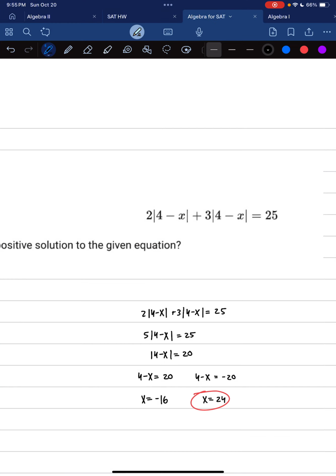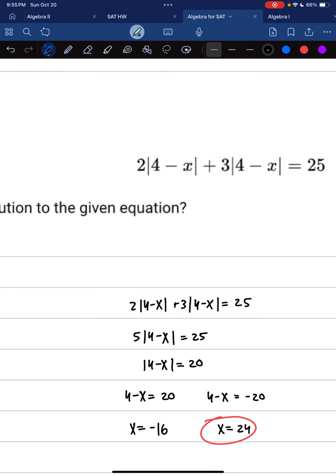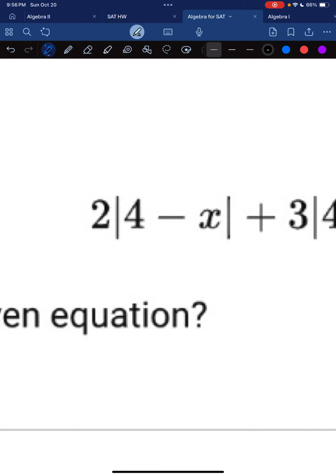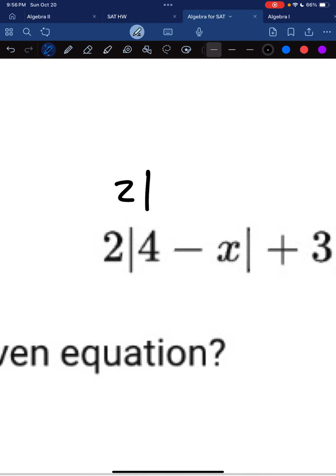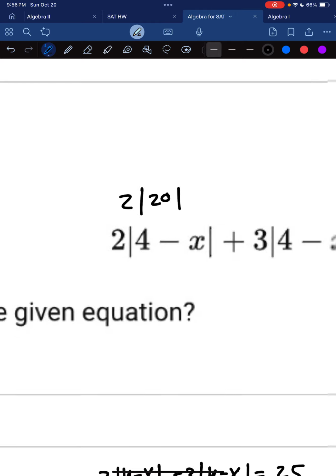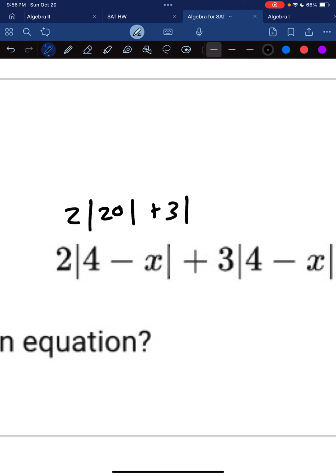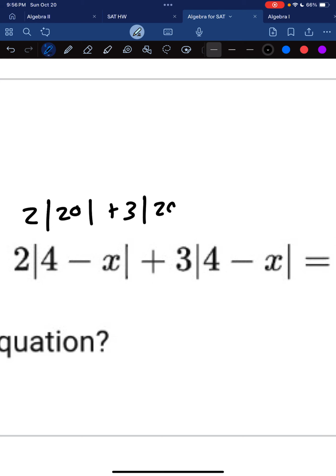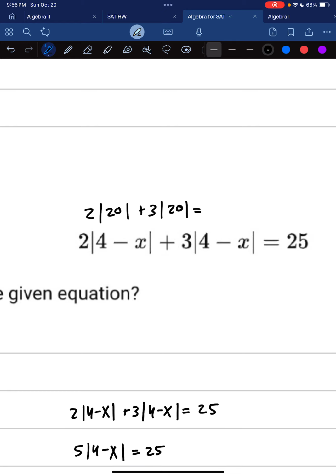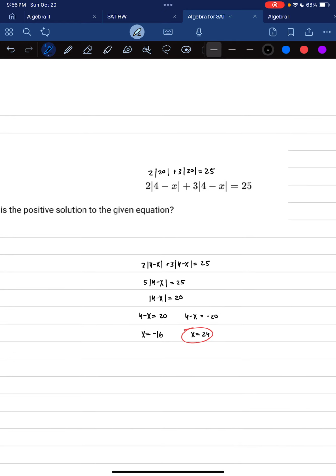Let's go back and actually check our solutions and make sure that they work. If I plug in x equals negative 16, then I end up with 2 times the absolute value of 4 minus negative 16, which is 20, plus 3 times the absolute value of 20 equals 25. So we might have made a miscalculation somewhere here.